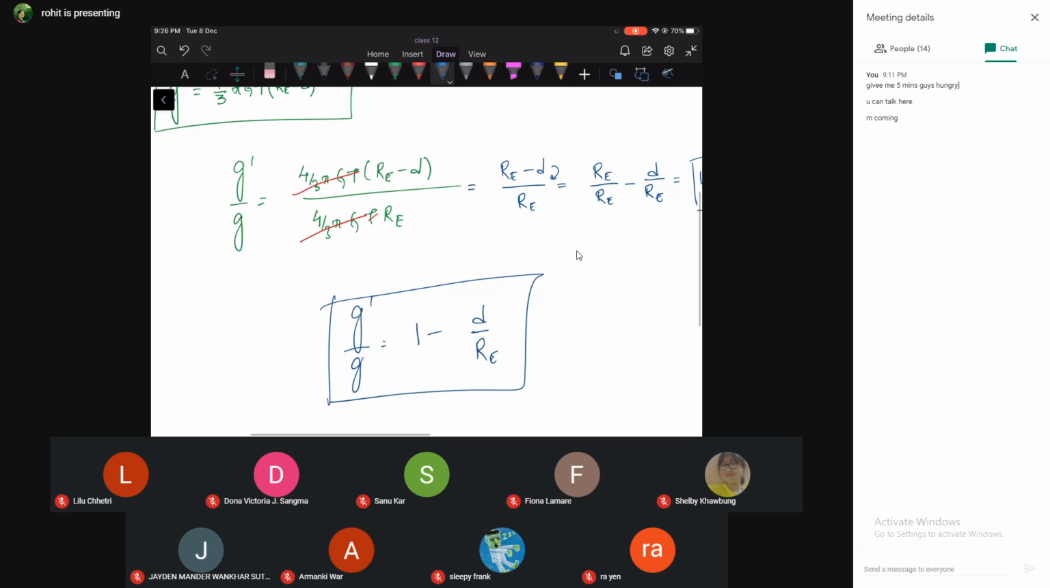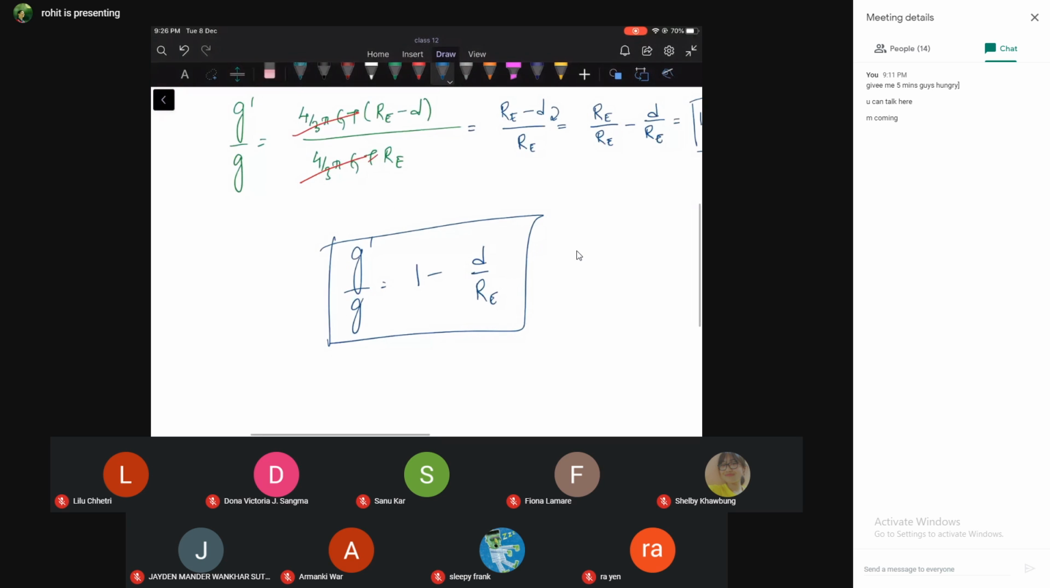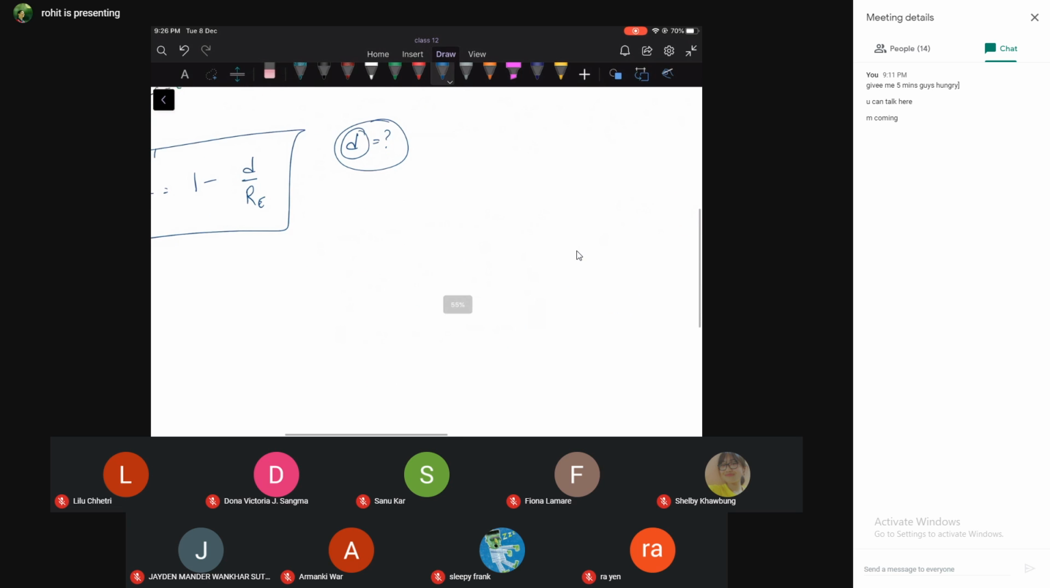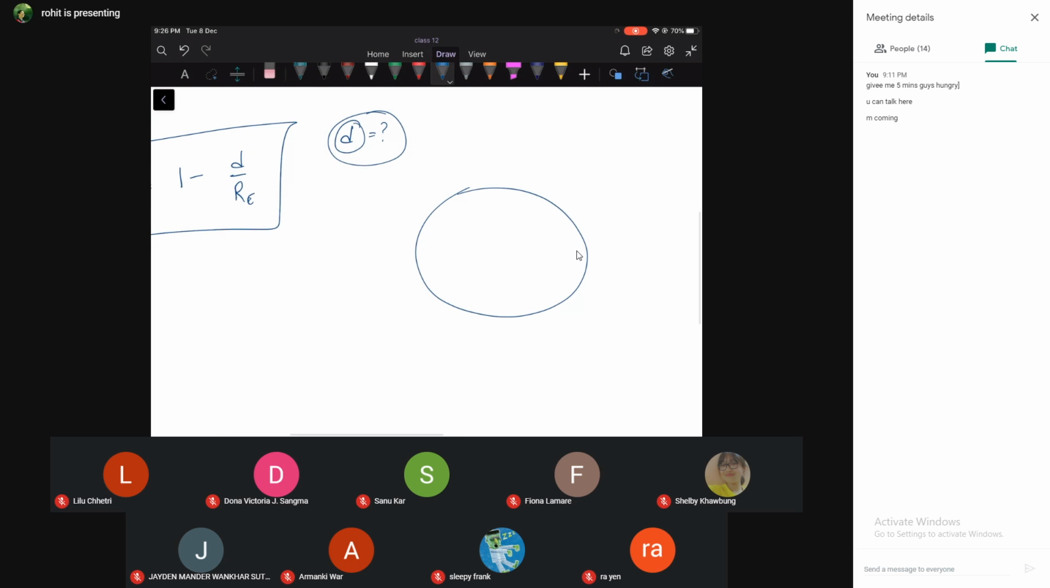Again, if I ask you now, what are the values of D that can take place? What are the values of D that we can have? Let me just show you. We start from the surface. If you are going from here to here, this is the depth. Of course, you are going to tell me the depth is less than Re, because we are going only till here. Even if I go from here to here, the depth is still less than Re.